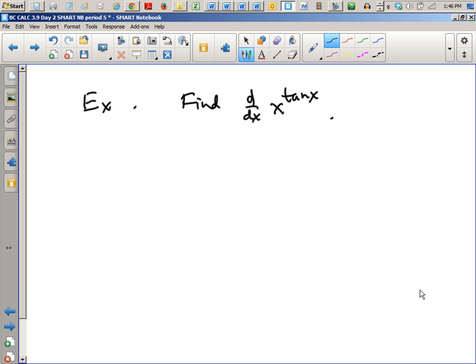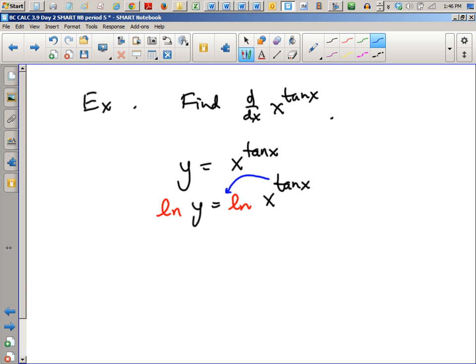Okay, if you're asked to find a derivative of something like this, x to the tan x, you can write it like this if you want, because we're going to plan on using implicit differentiation for this. I would put an ln on both sides, like this. The convenient thing about using the ln here is you can bring this tan x to the front. So it would look like this. No longer does it look exponential at all, and now we can just use implicit differentiation.